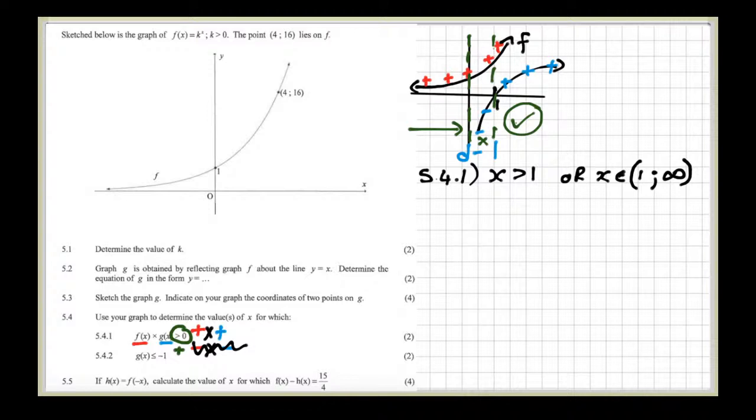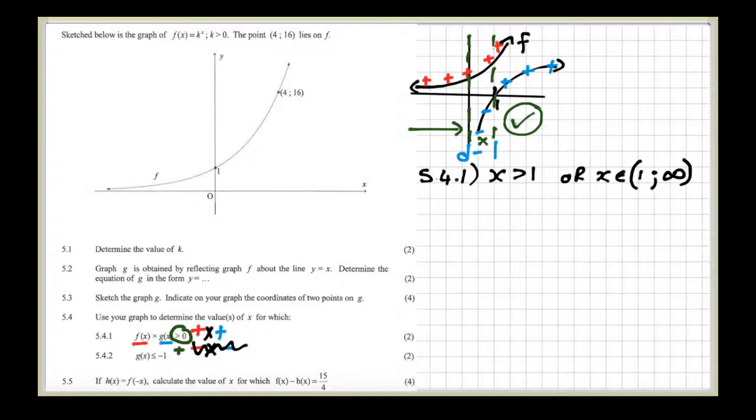Whichever one you want to use in the exam, the examiners do not mind. But please remember, the domain of g(x) is restricted. So you cannot look smaller than 0. If you don't really understand where that comes from, I encourage you to ask your teacher, ask your center manager, and let them explain it to you. If you're not coming right there, at the end of the video or the end of the live stream, I will share with you an email address where you can send all your questions or queries.